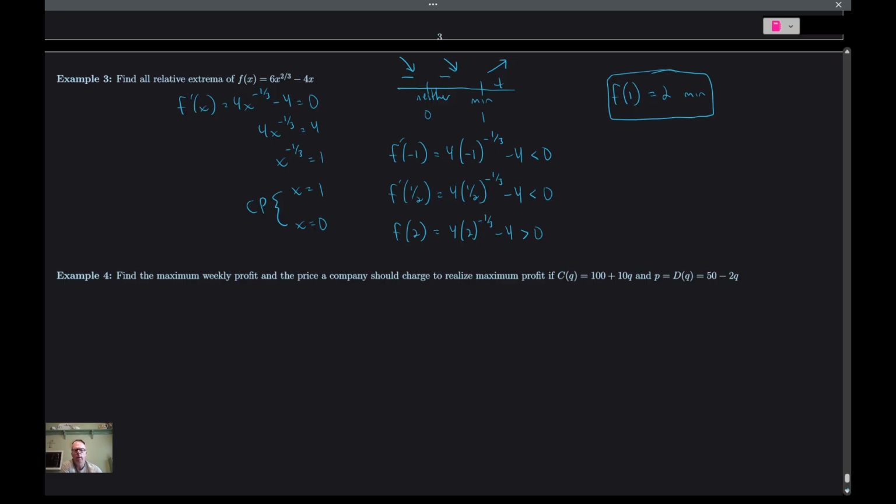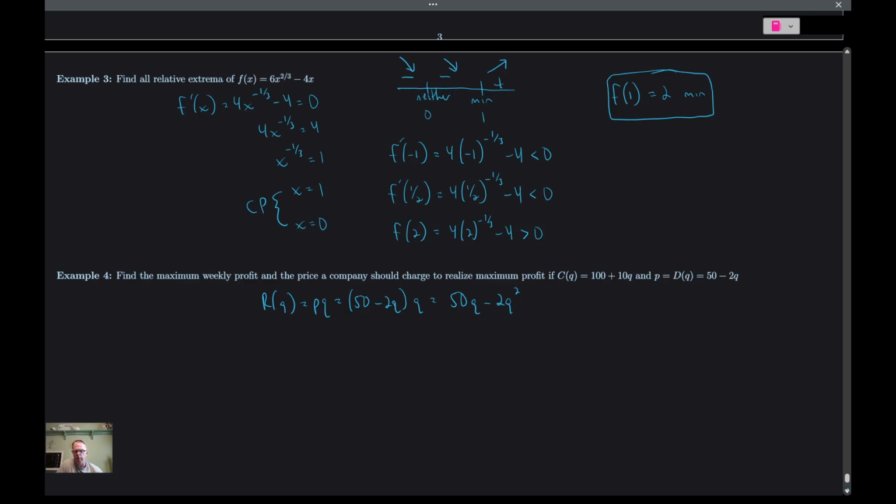Let's see. Find the maximum weekly profit and the price that companies should charge to realize maximum profit. So we have a cost function and a demand function. Let's get our revenue function. So the revenue function is going to be this P function times Q. So that's 50 minus 2Q times Q. That would give us 50Q minus 2Q squared.